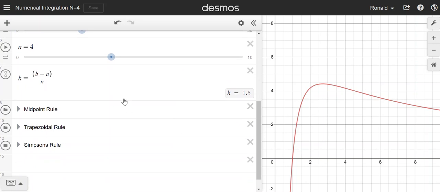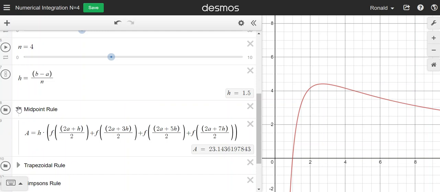So we're going to be looking at the midpoint rule, the trapezoidal rule, and Simpson's rule. Now the purpose of this video is not to explain these rules or to derive these rules. That can be done by reading a textbook, watching other videos, or in a classroom lecture. This video is just how to use these rules to integrate something. So let's take a look at the midpoint rule.